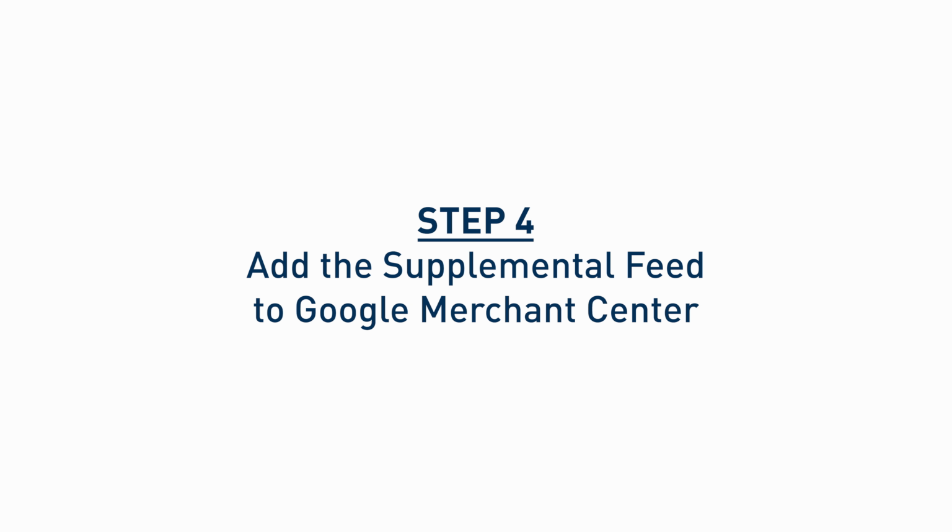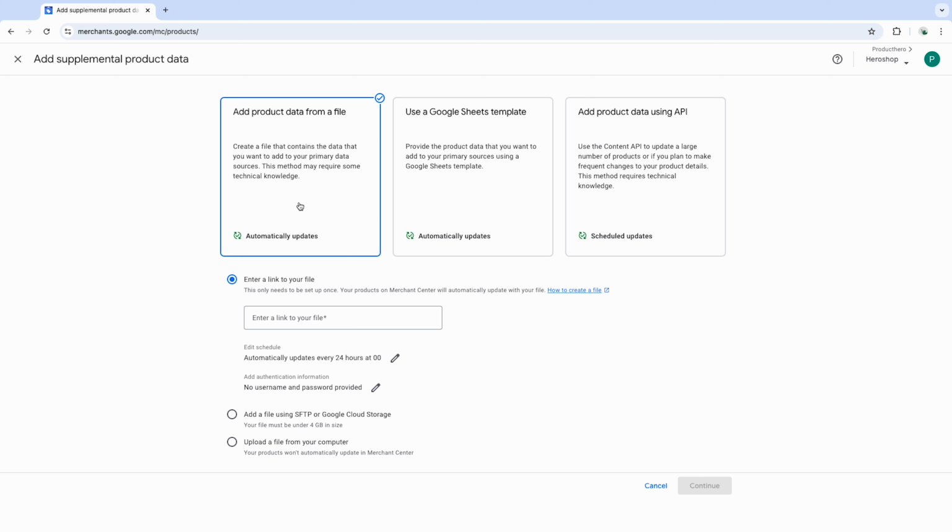Step 4. Now you're going to add the supplemental feed. To do this, select Add Product Data from a file and then paste the supplemental feed link you copied from the Producthero platform in Step 1. Click Continue and move on to the next steps.